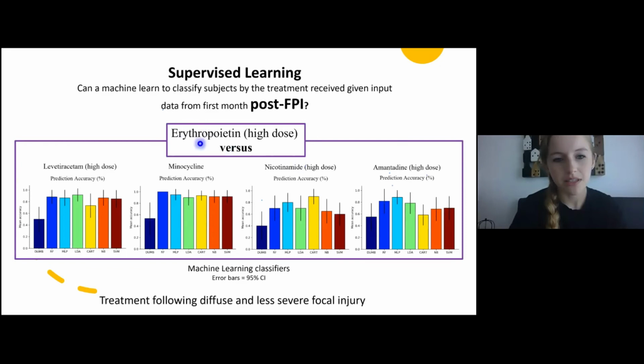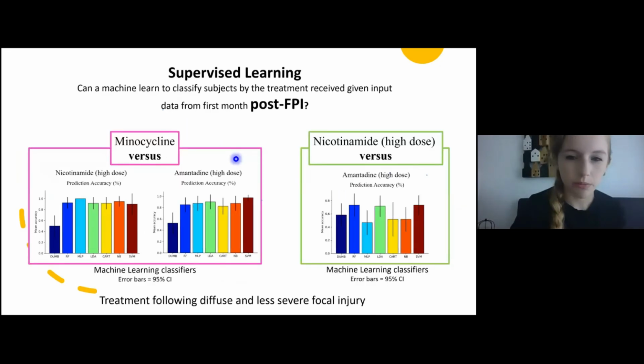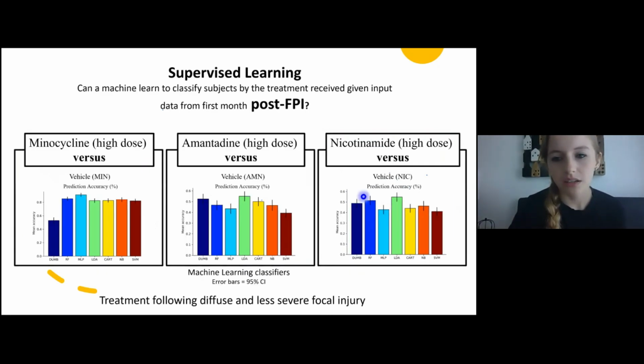The machine was actually able to take the sample and identify some treatment classes, like nicotinamide. But versus amantadine, the machine was quite bad at it and not really outperforming that baseline chance classifier in any of the situations. And then further, when we looked at the treatments relative to their vehicle controls, minocycline, which is pictured here, but the same for levetiracetam and EPO, were able to be identified pretty easily from their vehicles, while amantadine and nicotinamide were not. Once again, this is opposed to that less severe diffuse injury.